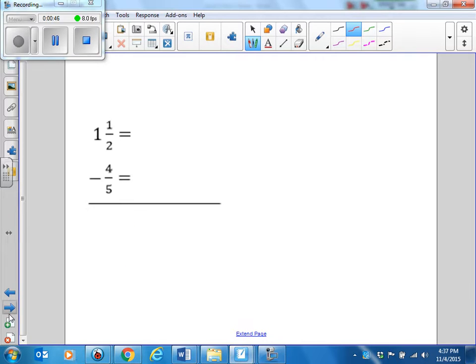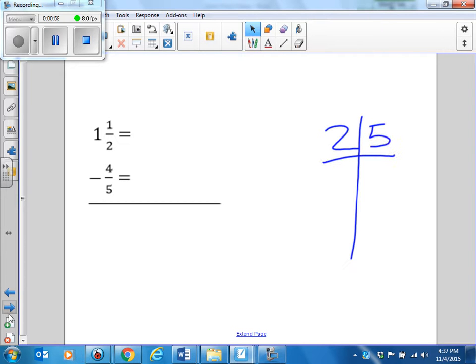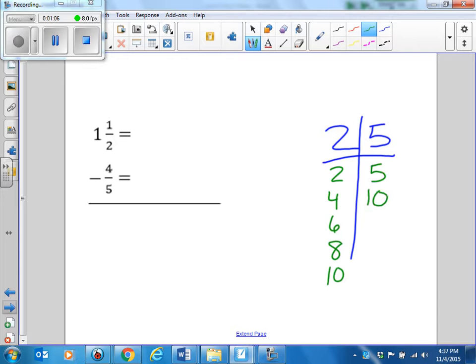So let's go ahead and take a look at our first problem here. We're still going to do our T-chart if we need to. So I have 2 and I have 5. I am going to find my multiples of each. So I have 2, 4, 6, 8, 10, and then I have 5, 10. So I found my least common multiple. It's 10. Then I'm going to see what I need to multiply each of these by to get to that. So I end up with 1 and 5 tenths.